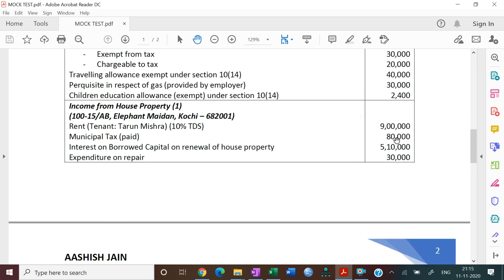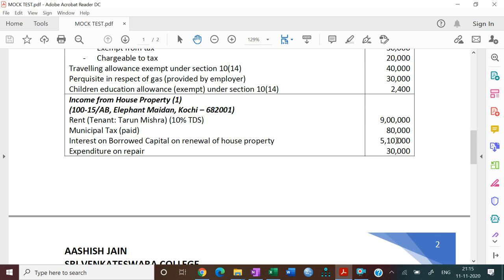There are two house properties. Now the first house property is let out. Rent amount after TDS is 9 lakh. So we will take the gross amount, that is 10 lakh. Municipal tax paid 80,000. So we will consider this amount.